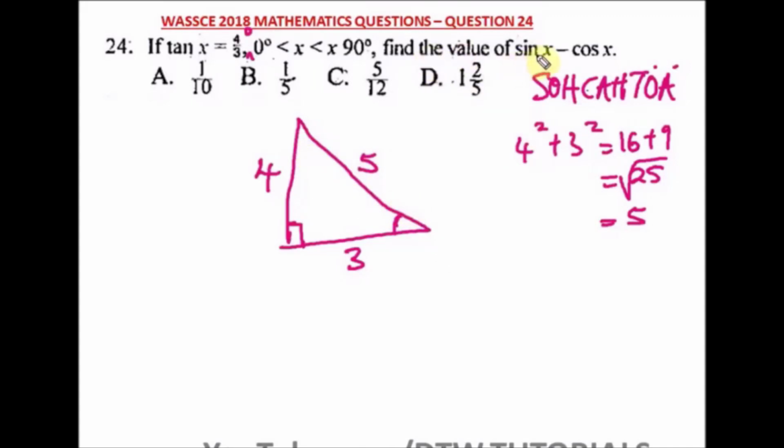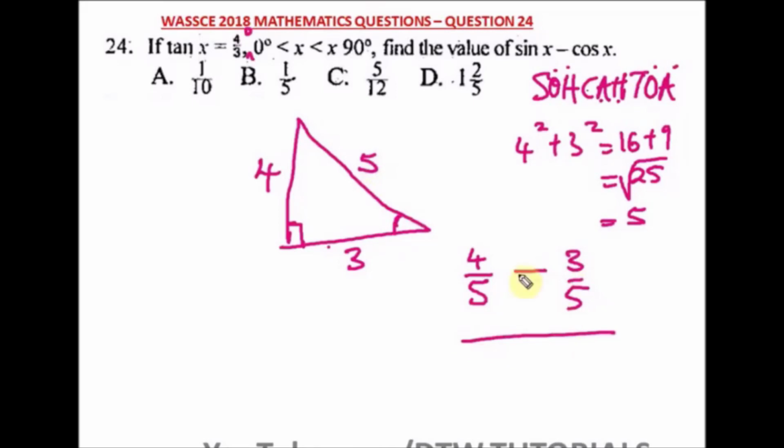So the question says find the value of sine X minus cos X. What is sine? Sine is opposite over hypotenuse. Our opposite is 4 and our hypotenuse is 5. Then minus cos X. Cos X will be adjacent over hypotenuse. Your adjacent is 3 and your hypotenuse is 5.